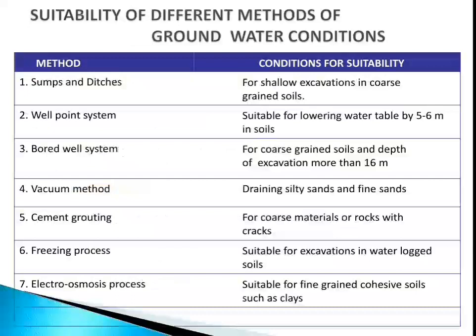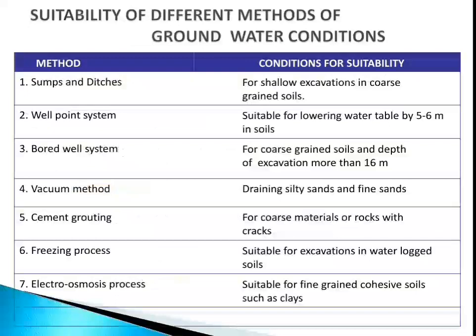Suitability of different methods for groundwater conditions. So the methods and their suitability are shown in the table. So sumps and ditches are suitable for shallow excavation in coarse grain soil. The well point system is suitable for lowering the water table by 5 to 6 meters in soil. Bore well systems are used for coarse grain soil and depth of excavation more than 16 meters.